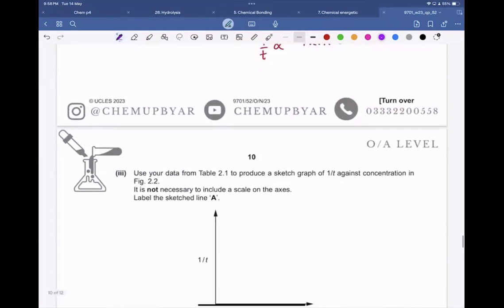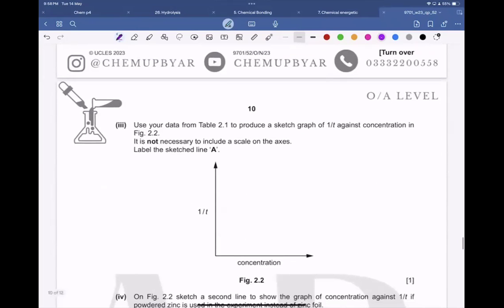Now use your data from table 2.1 to produce a sketch of a graph. Produce a sketch of a graph of 1 over t against concentration in figure 2.2. It is not necessary to include a scale on the axis. Label the sketch line A. Okay. So you have to sketch a graph, right?